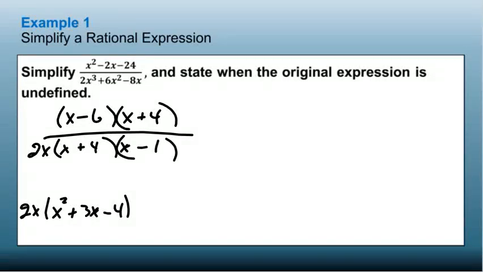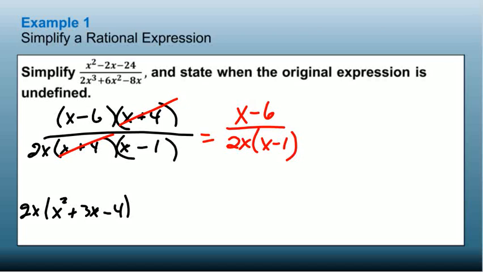Now I look at my numerator and denominator, they both have an x plus 4. So my answer would be x minus 6 divided by 2x times x minus 1. And then when is it undefined?